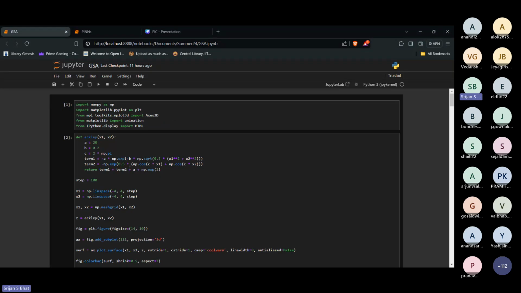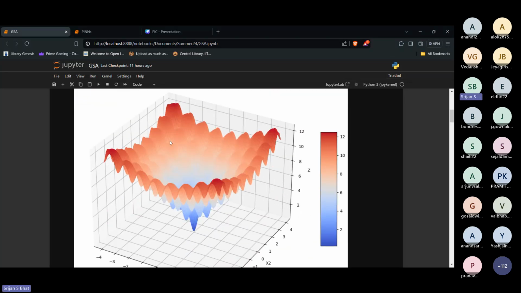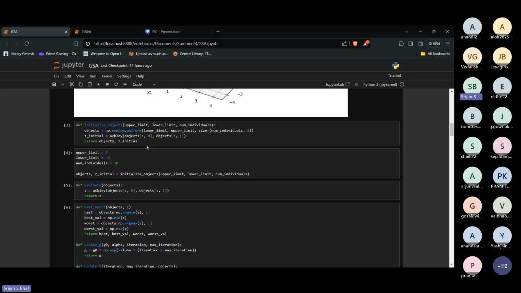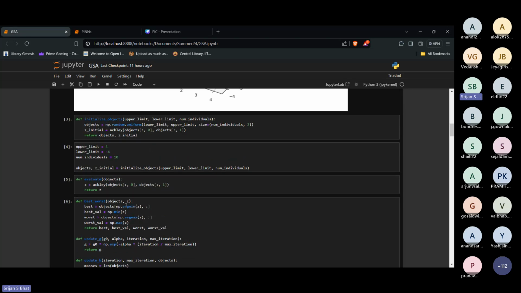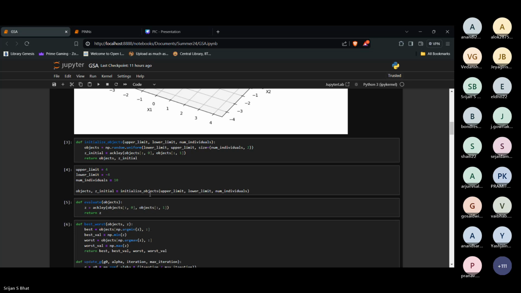So I hope the code is visible. Here there is something like the Ackley function. This is called the Ackley function. I won't go into how that is defined and everything, and I have evaluated this.